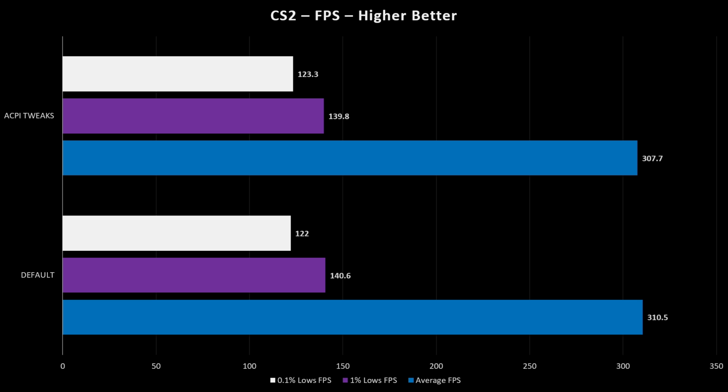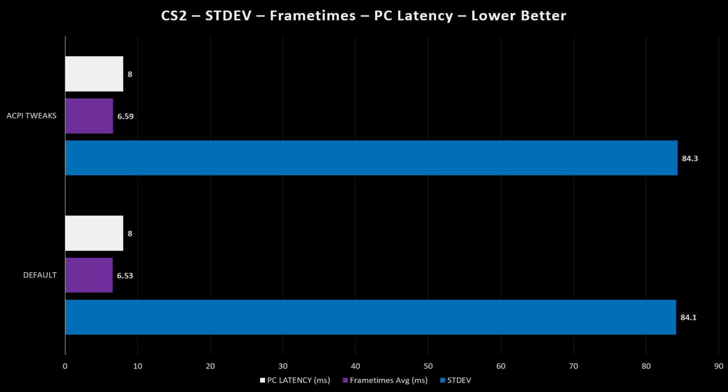In CS2, we follow the same pattern, not any difference in terms of FPS. Yes, we see some reduction in average FPS with ACPI tweaks. I don't think it's something interesting. It's actually the same. Standard deviation of frame times and PC latency, again, are the same in both cases.